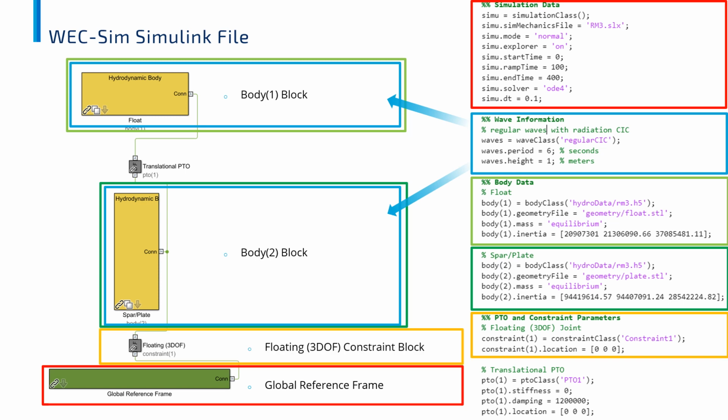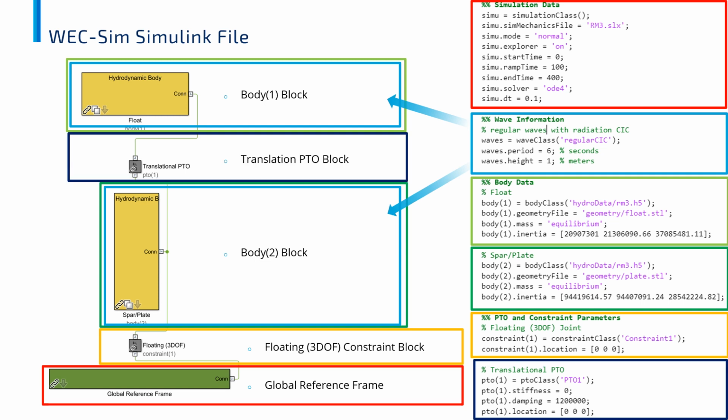The constraint class is passed to this constraint block that acts in this case between body 2 and the global reference frame. In this case, the motion is going to be constrained in heave, surge, and pitch. Finally, the PTO information contained in the PTO class is passed to the translational PTO block that constrains the motion here between body 1 and body 2 to be strictly in the Z or heave direction.